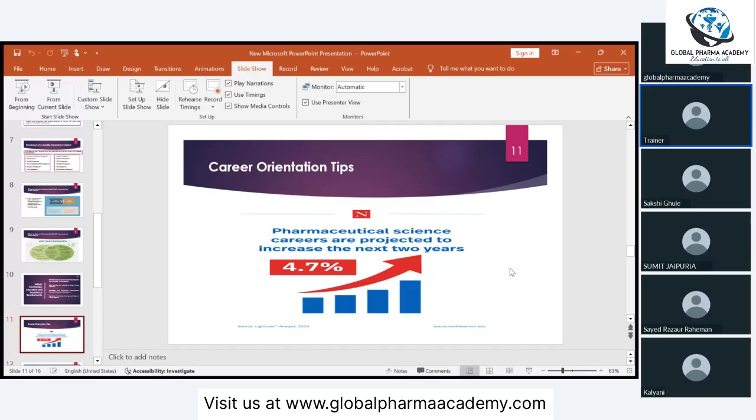So in this case, the source is Lightcast, where they do a survey of the pharmaceutical industry, and it is by the Northeastern education firm. And they are saying that the pharmaceutical science career's projected growth in the next 2 years is going to increase by 4.7%. That much opportunity will be coming to India or the global market for pharmacy graduates. Okay.